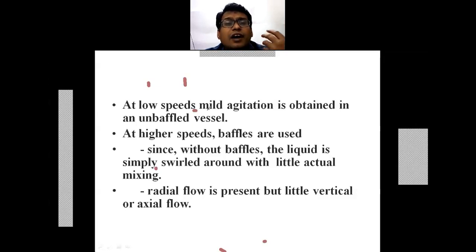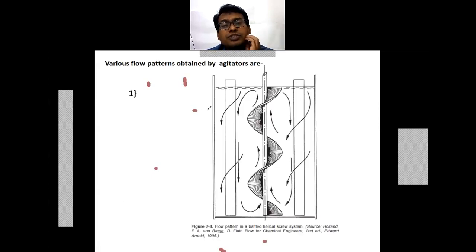In our household also, if you churn buttermilk to take out the butter, you need to change the speed and put in cold water. So the temperature and the speed of agitation have to be varied so that you get a better output with minimum consumption.